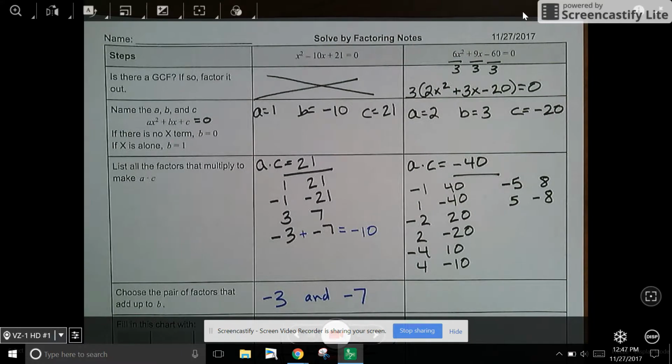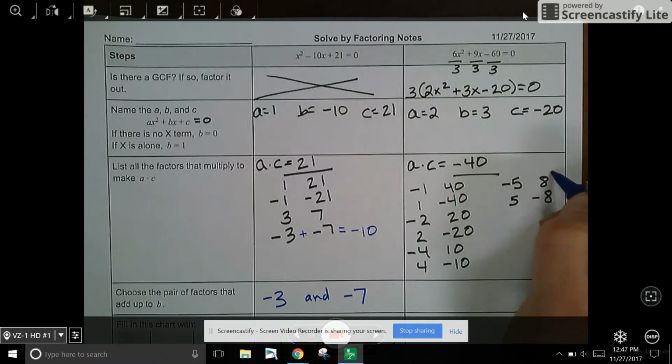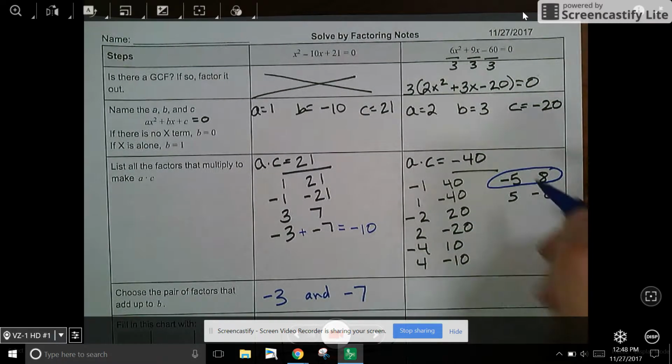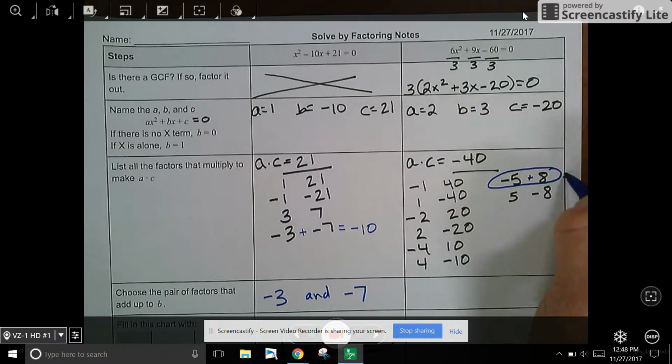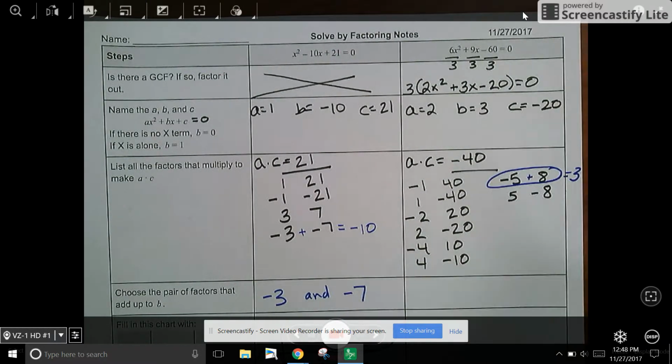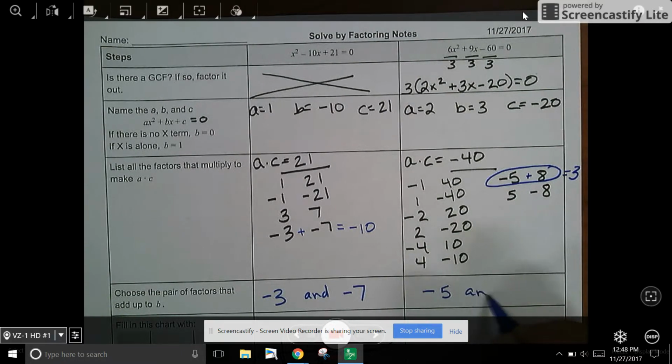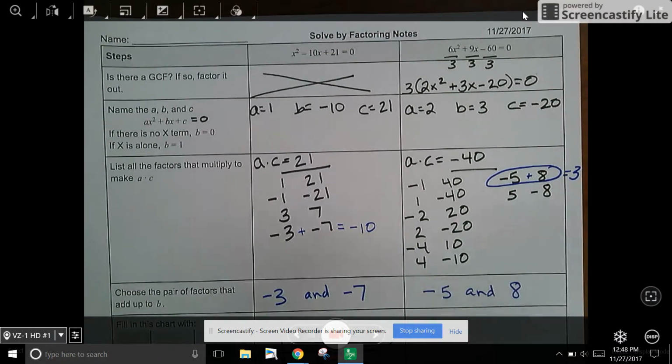So as I look at these numbers, I need to find the pair that add up to be positive 3, and that is going to be negative 5 and 8. When I multiply those two numbers together, they equal negative 40, but when I add them, they equal positive 3, and that's what my B is. So my pair of factors are negative 5 and 8.